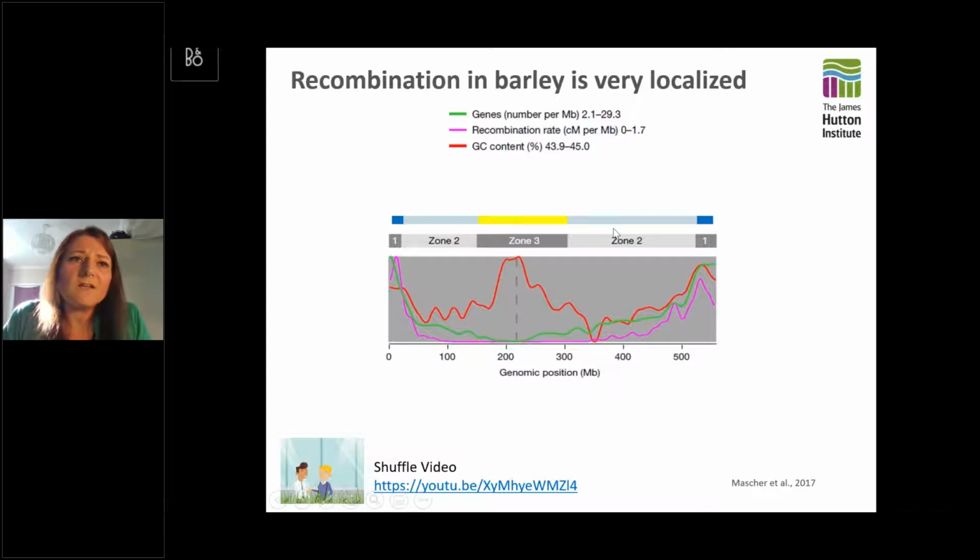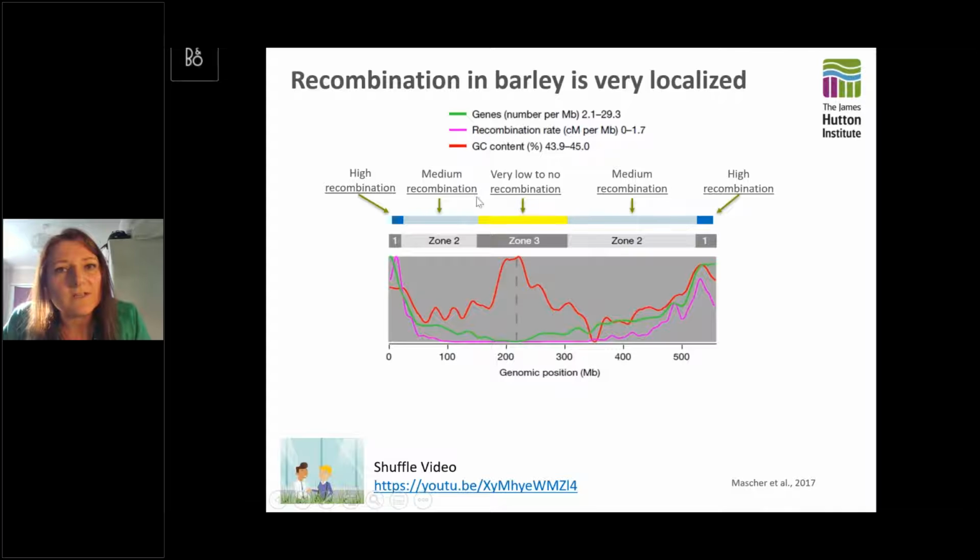Now, if you look at barley and recombination in barley, you can divide the barley chromosome into 3 different zones. This was done in a paper from Mascher et al. in 2017. You have basically 3 rough regions. The first region, in dark blue here, is at each end of the chromosomes, at the telomeres. It's gene rich, and this is where most of the recombination happens. If you go into the middle section, on either side of the centromere, you have medium recombination. And in the centromere, the region in the middle, you have very low to absolutely no recombination to some extent.